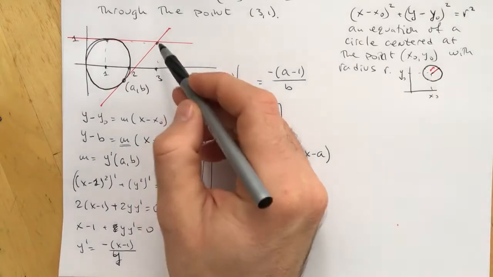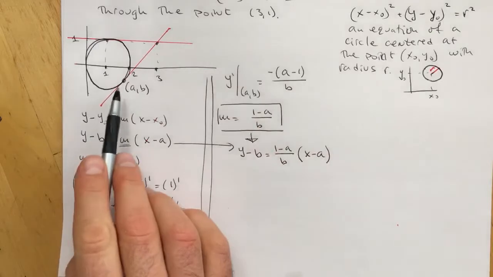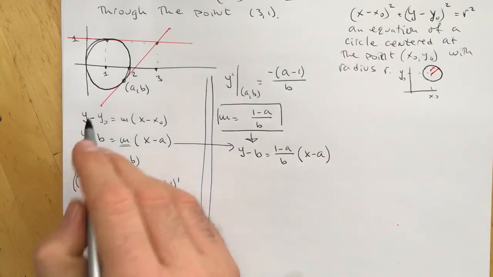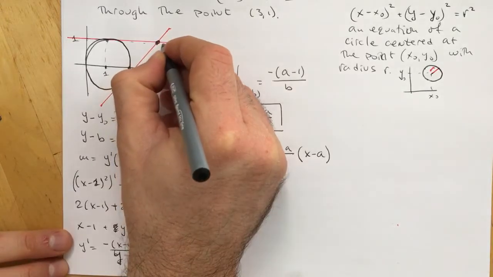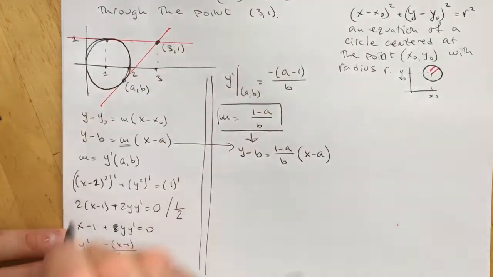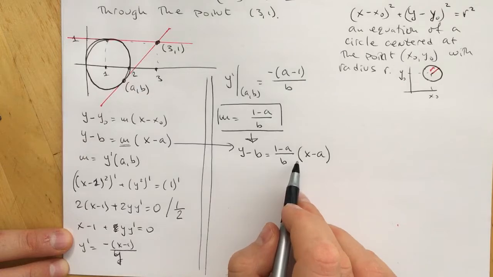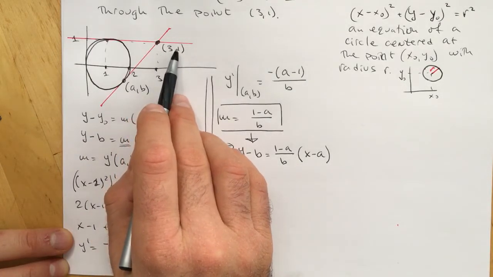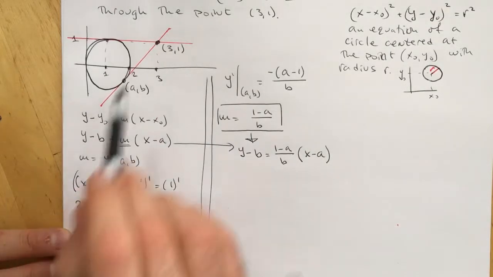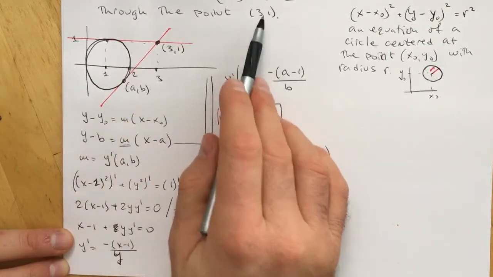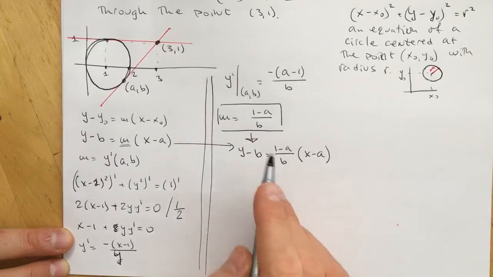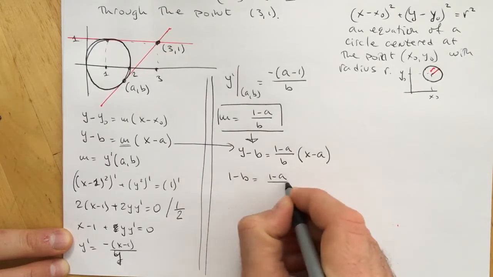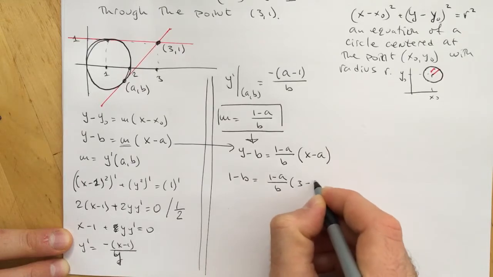This is the equation of this tangent line. The tangent line passes through AB, that's why I can plug here A and B, right? But the tangent line also passes through the point 3 and 1. So that means that this equation is satisfied for the point with coordinates x is equal to 3 and y is equal to 1. Now I'm going to plug this point into the equation of the tangent line. So that's 1 minus b is equal to 1 minus a over b times 3 minus a.